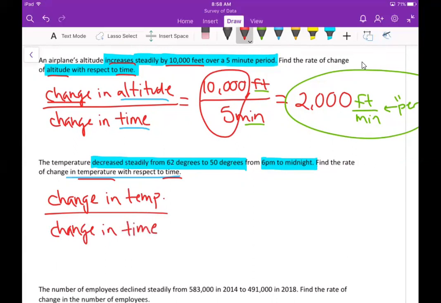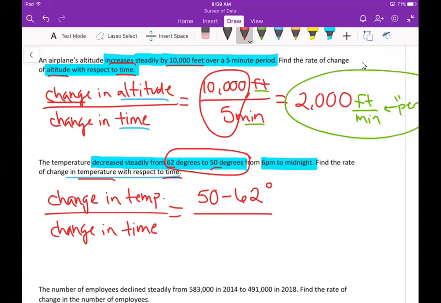And now notice this time we don't know that change in temperature. We just know that it changed from 62 degrees to 50 degrees. So we're going to use that fact that we need to take the final temperature minus the initial temperature. Make sure you take the final temperature minus the initial temperature here. You'll see that will be a negative temperature, showing that it did in fact go down from 62 to 50 degrees. Okay, 62 to 50 degrees is our unit in the numerator.